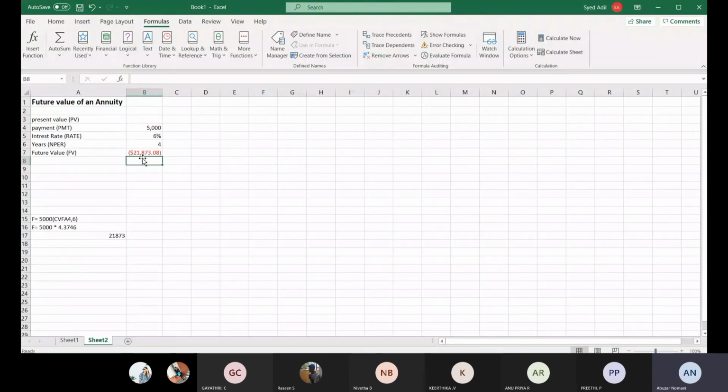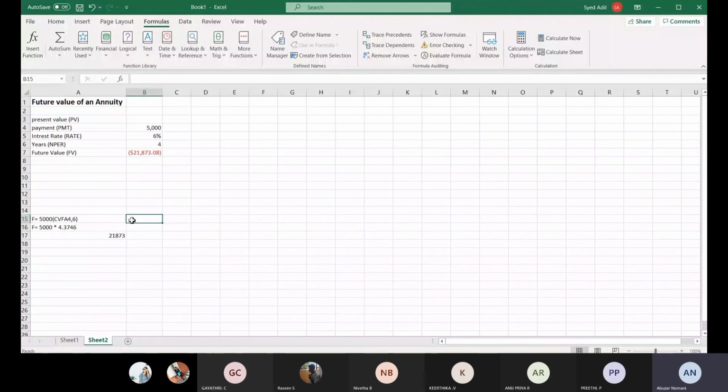Okay, 21,873 you will receive at the end of the 4th year as a future value of annuity if you are going to deposit 5,000 rupees at the end of each year for continuously 4 years at a rate of 6%. Understand? Now let's check with the formula also.